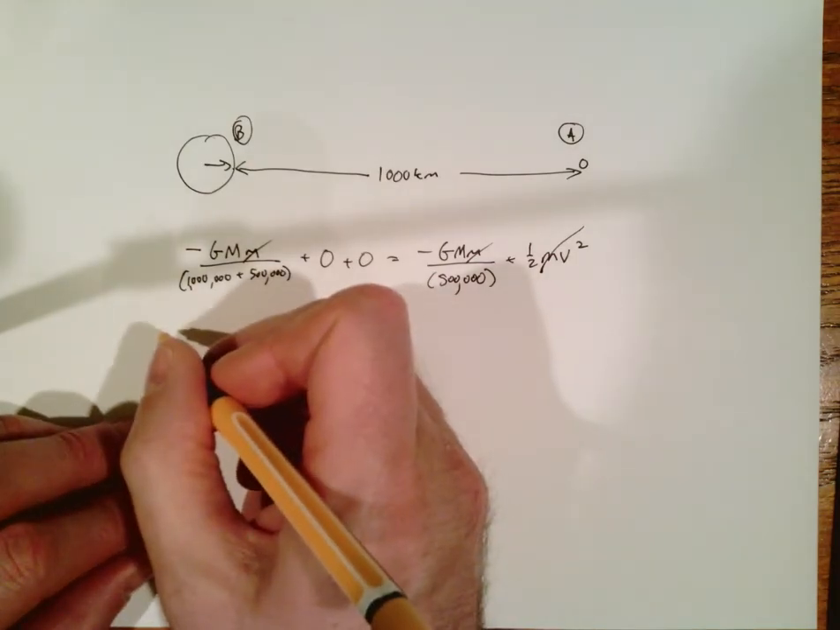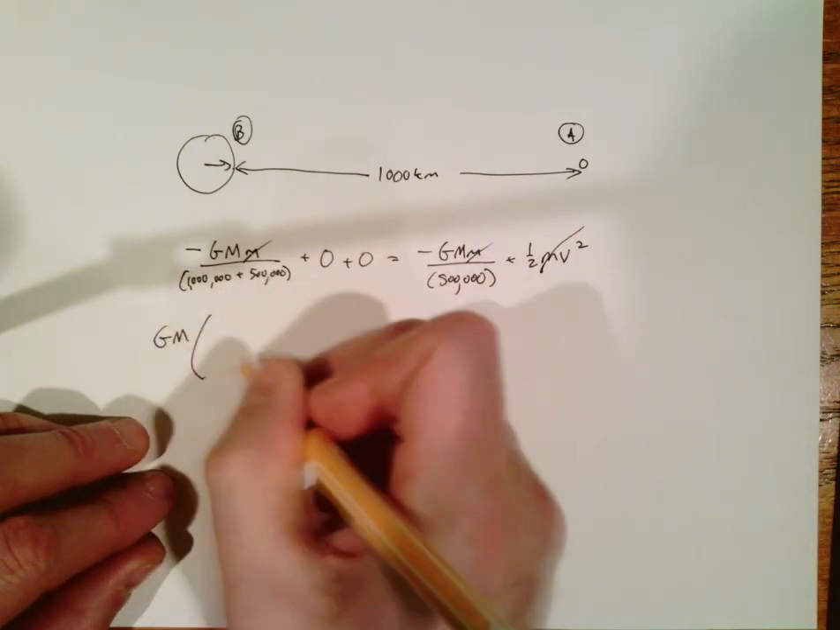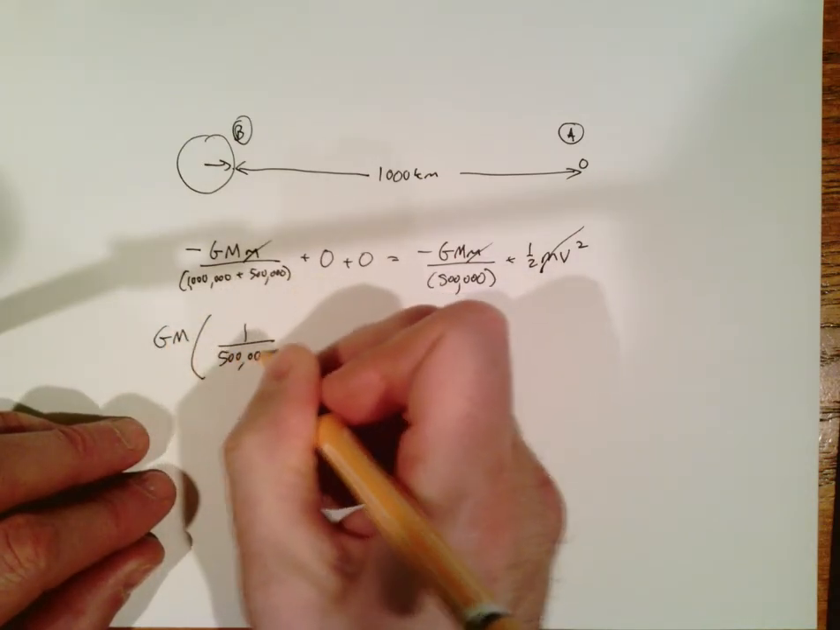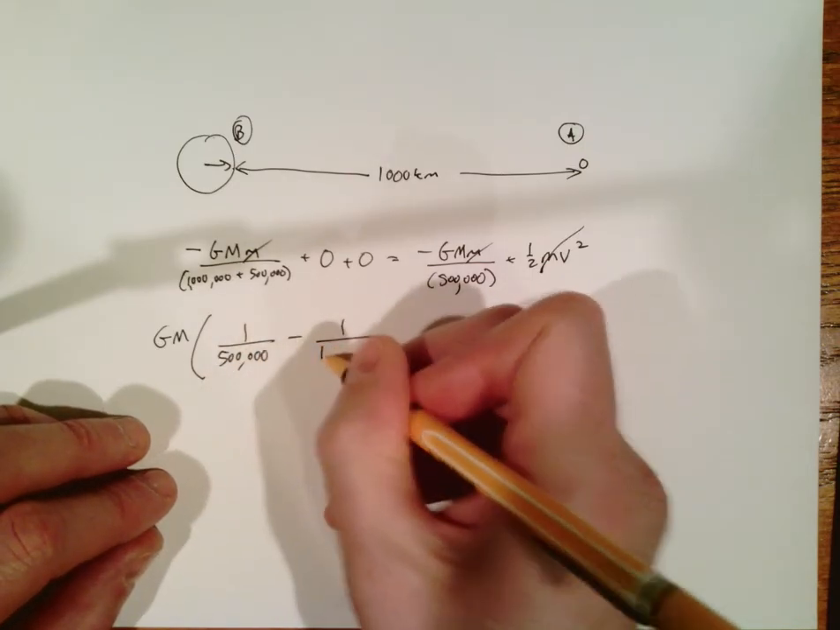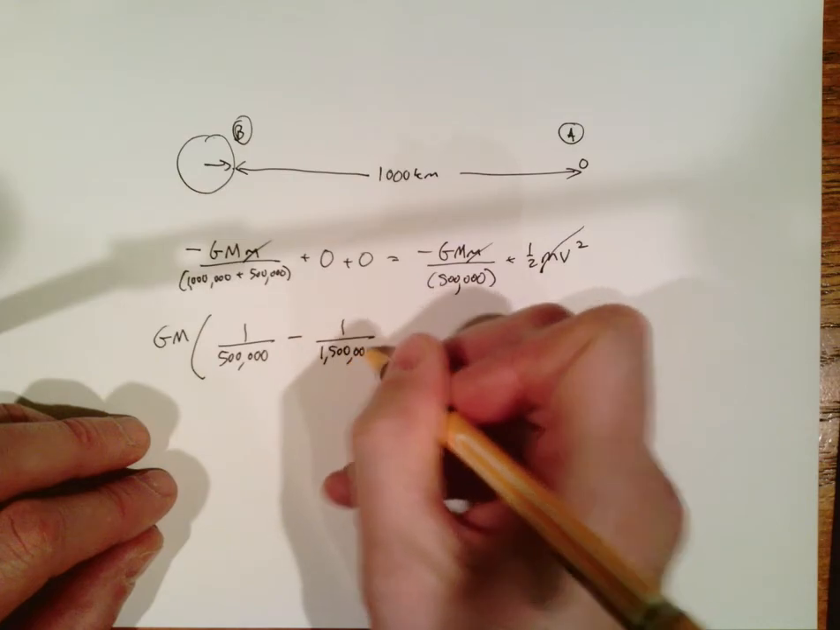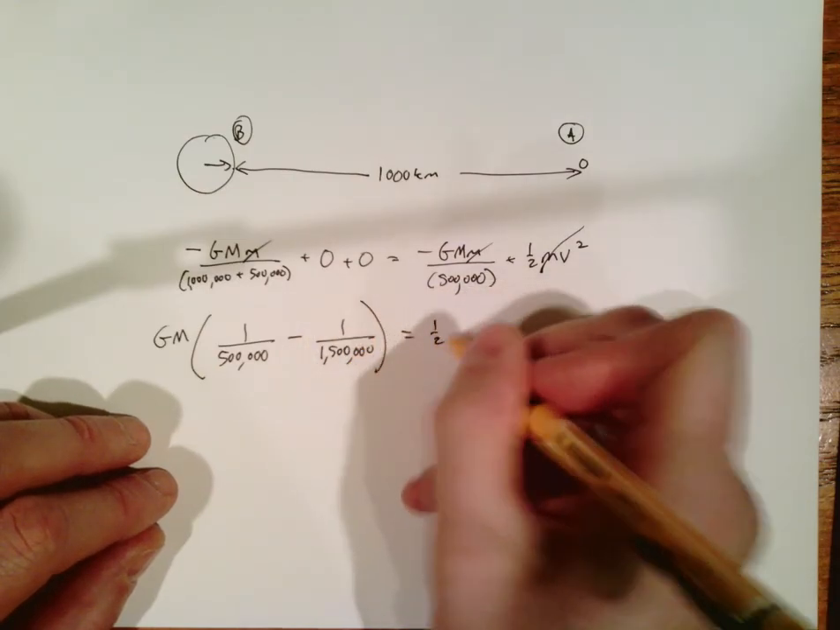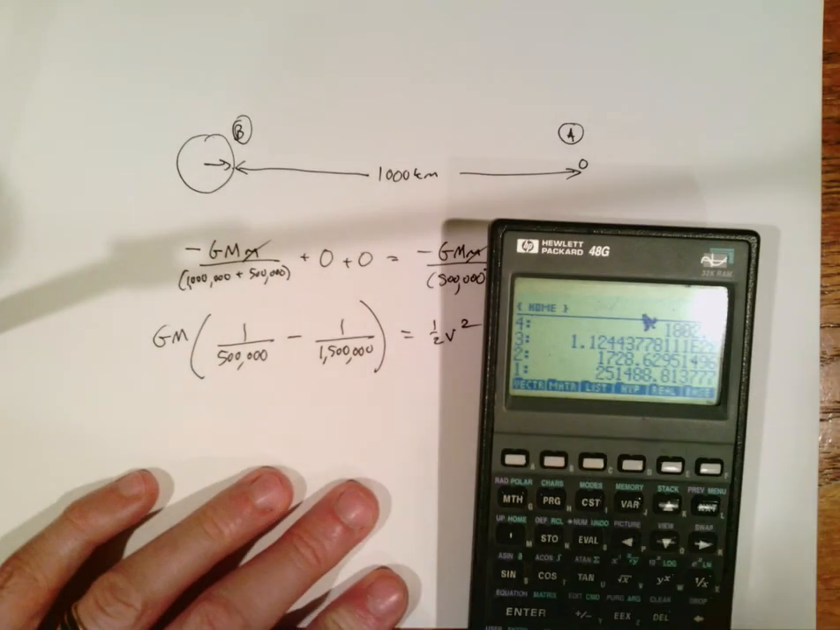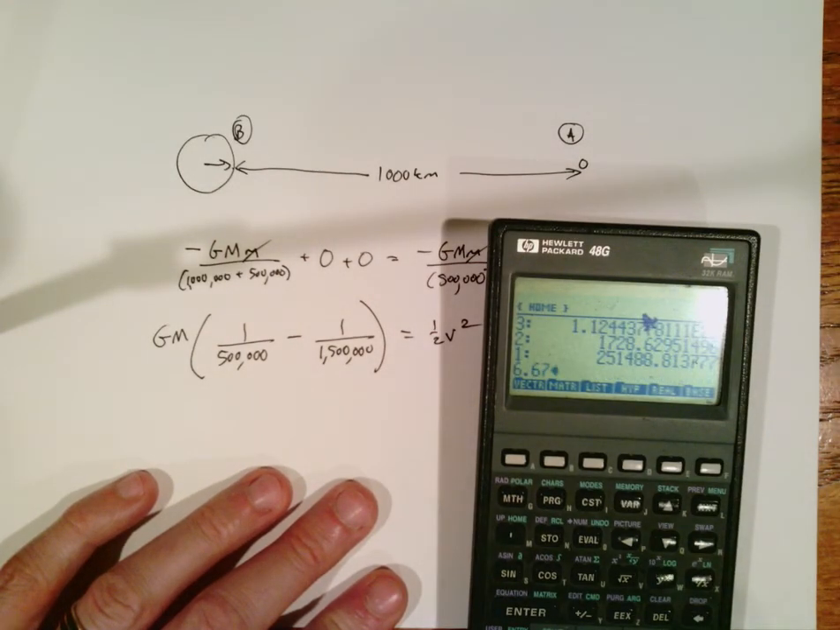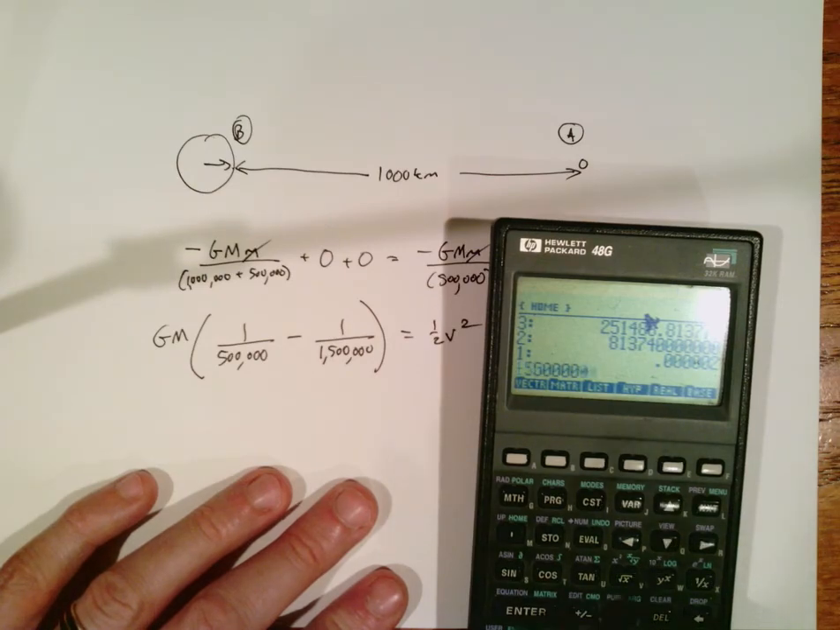That'll make things a little bit easier on my calculator. So I'm going to have GM and 1 over 500,000 minus 1 over 1,500,000. And that's equal to 1/2 v squared. Again, I'm hoping I did the algebra right there. Let's give it a try. 6.67 times 10 to the negative 11 times the mass of the planet, which was 1.22 times 10 to the 22. And then I have 500,000, inverse of that, and 1,500,000, inverse of that. Oops, that's the negative of that, but I needed to do that anyway.